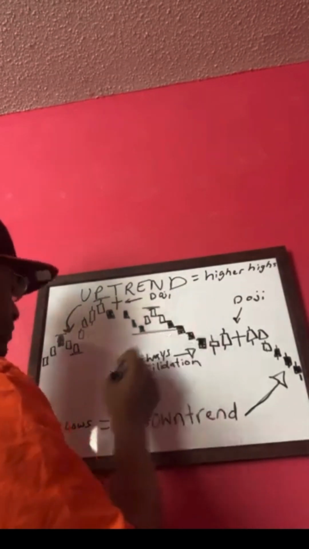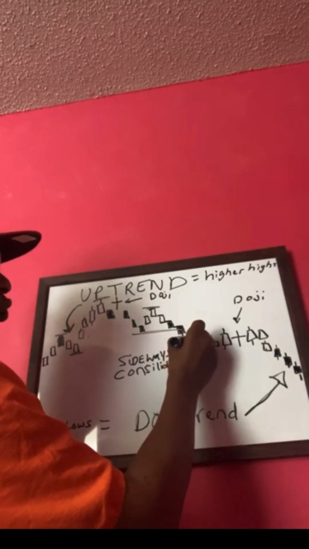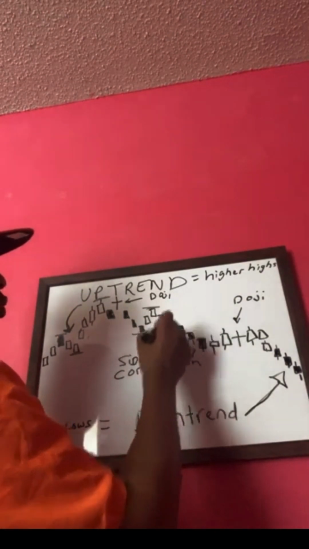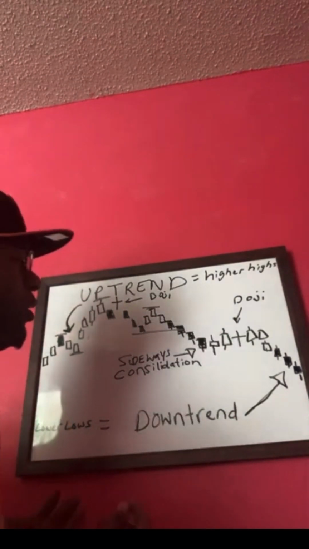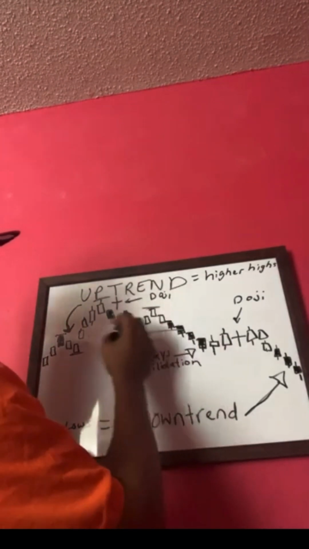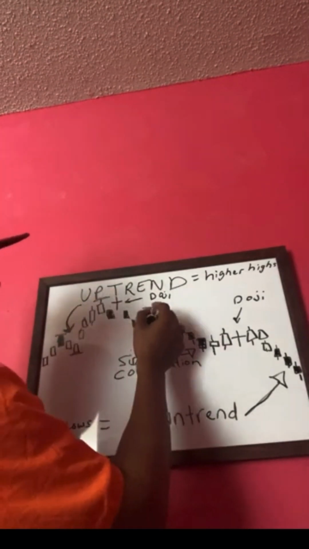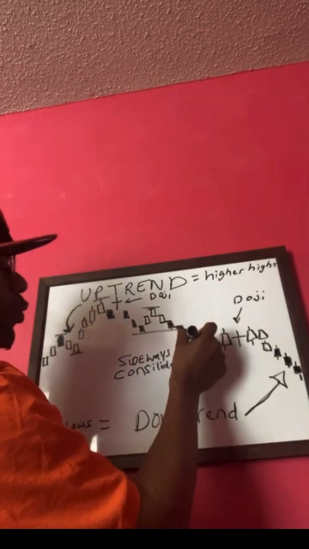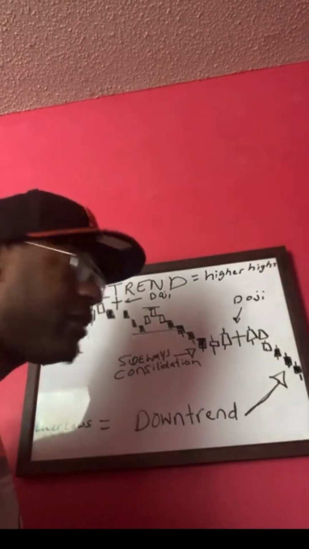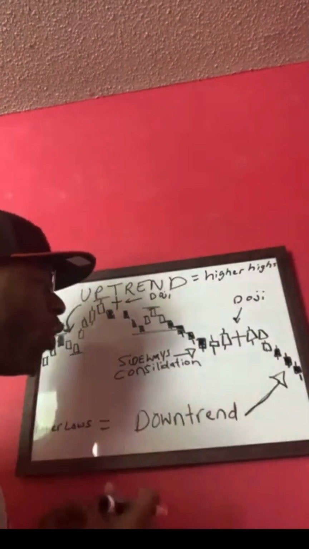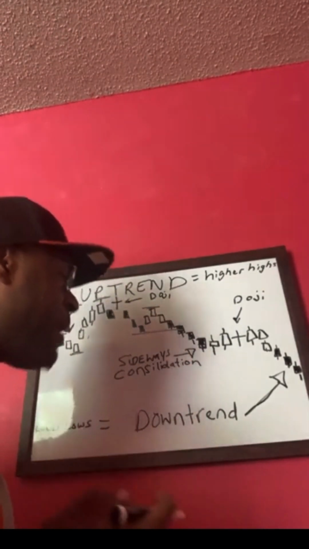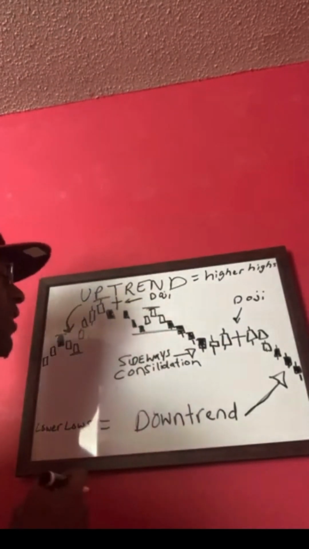So what happened? Because it started creating lower lows. You with me? Lower lows. It was creating higher highs at first, but then it started creating lower lows. The lows kept getting lower. So whenever that happens, it's a downtrend. Simple. It's not hard.